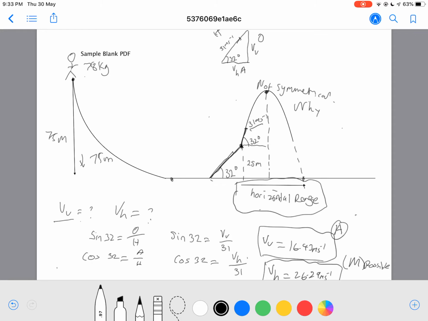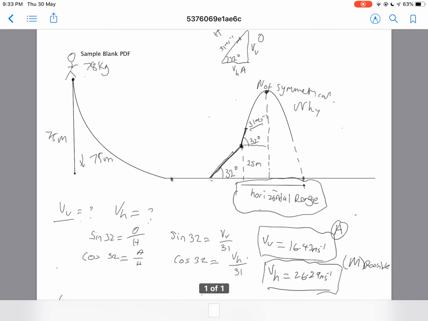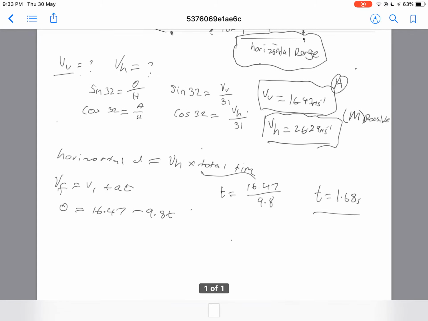You have to work it out manually. So remember, it's a big no-no. Don't do that unless the parabola is symmetrical. As long as it starts at the same point and ends at the same point, that's the only time when you can multiply t by 2.